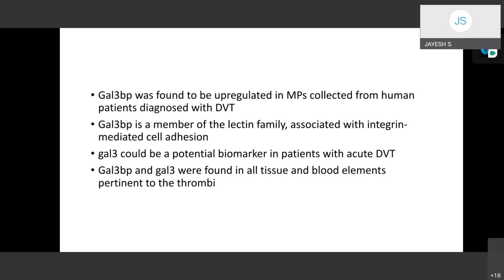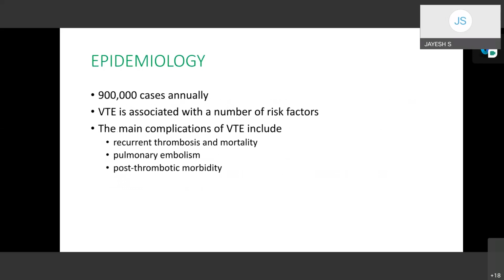Both galectin-3 binding protein and galectin were found to be elevated in all the tissues and blood elements pertinent to the thrombus formation. Then coming to the epidemiology of venous thromboembolism, there will be 9 lakh cases annually. And venous thromboembolism is associated with a number of risk factors. The main complications of venous thromboembolism include recurrent thrombosis and mortality, pulmonary embolism, and post-thrombotic morbidity.